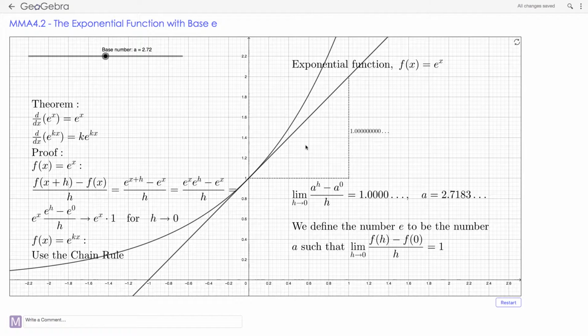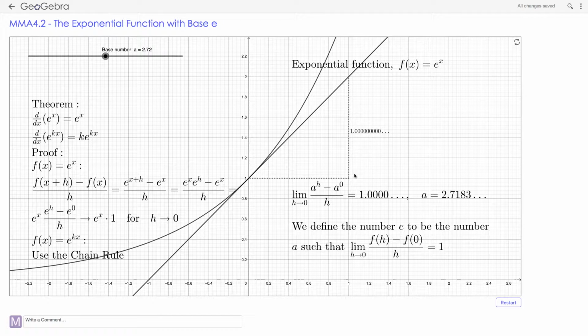So this happens at this magical point where a is equal to 2.7183 something, blah, blah, blah. And this continues at infinity. I mean, there are infinitely many digits in this number. Like with pi, like with square root 2. You cannot write it as a fraction. You cannot write it a finite fraction, at least.